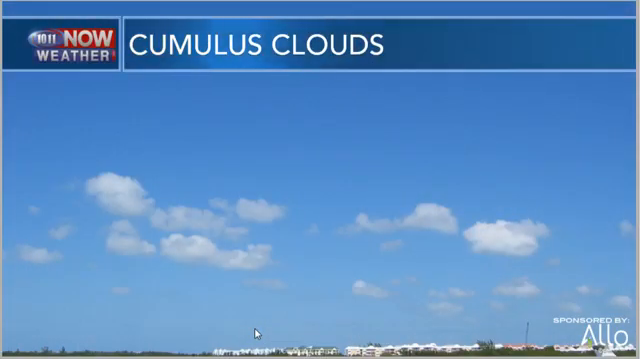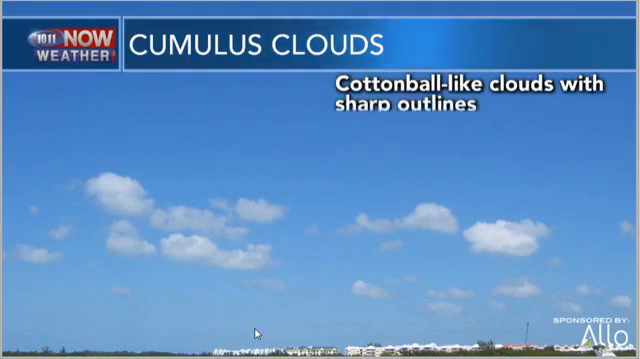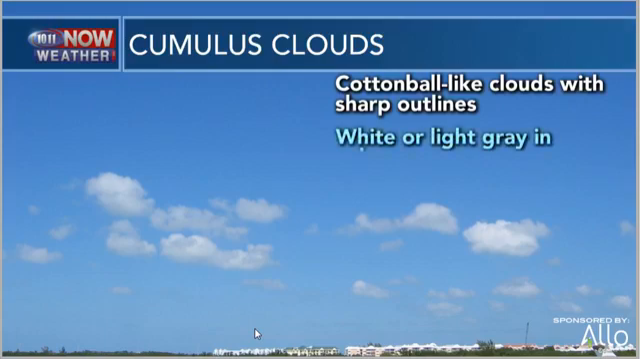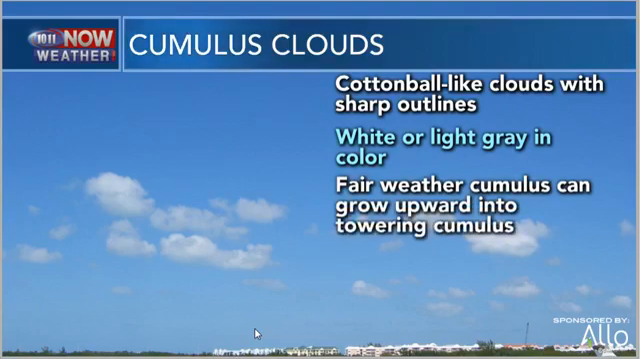All right, cumulus clouds. Now these are those type of clouds that you can look at, kind of cotton ball like clouds with sharp outlines. There's some examples there. They're white or kind of light gray in color. It depends if the sun's on it. Usually if the sun is obscured, they look more gray-like, but if there's a sunny day like the picture shows here, they're a little more on the white side.